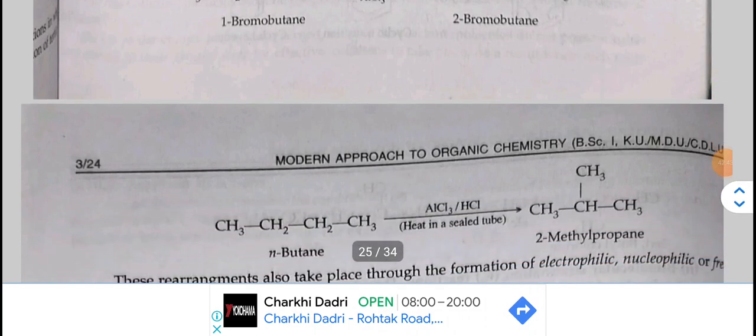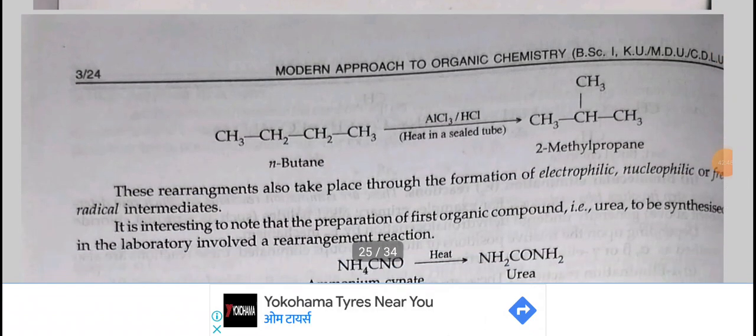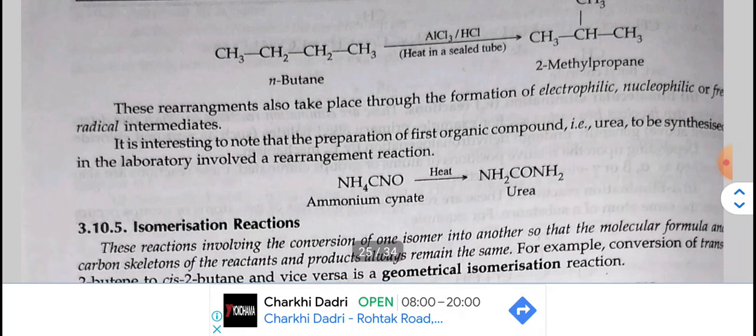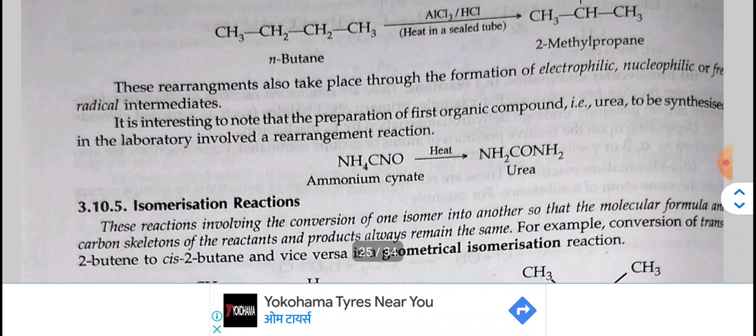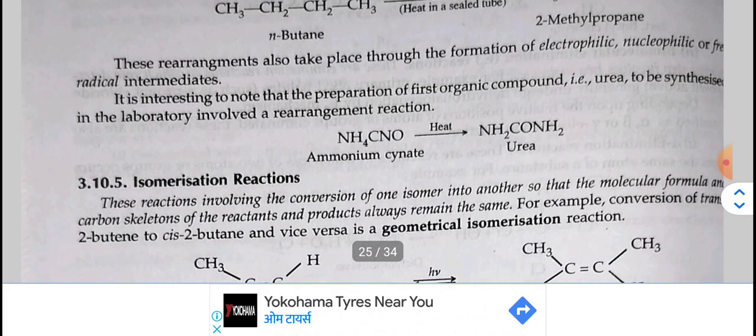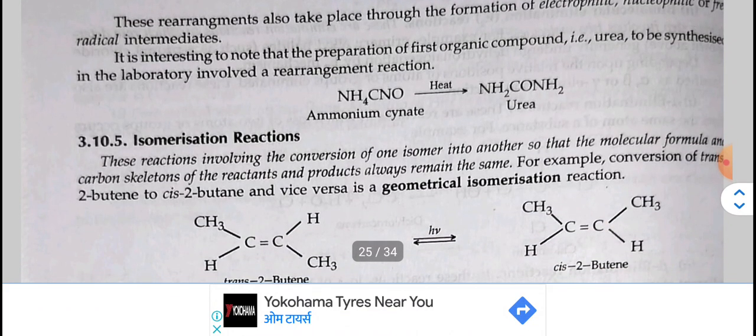2-bromobutane. n-butane on AlCl3 and HCl, heat in a sealed tube, gives 2-methylpropane. These rearrangements also take place through the formation of electrophile, nucleophile or free radical intermediates. It is interesting to note that the preparation of the first organic compound, urea, to be synthesized in the laboratory involved a rearrangement reaction. Ammonium cyanate on heating gives urea.